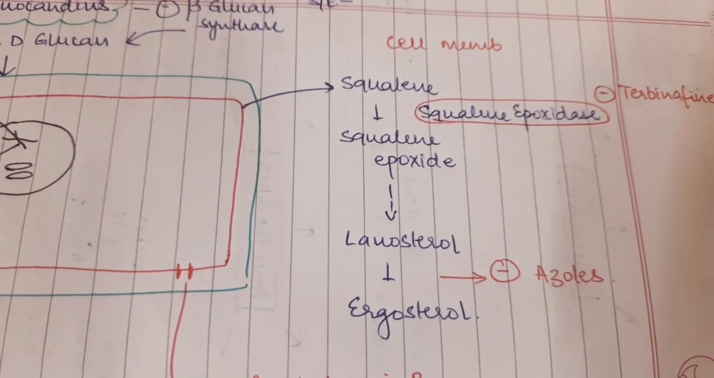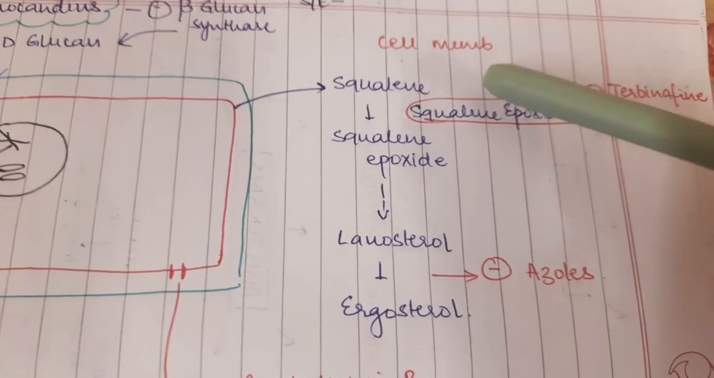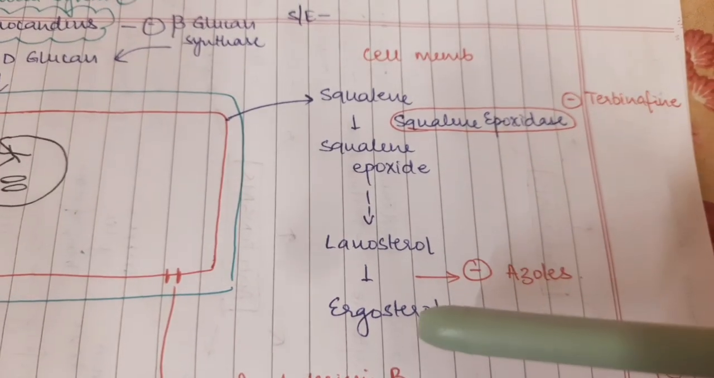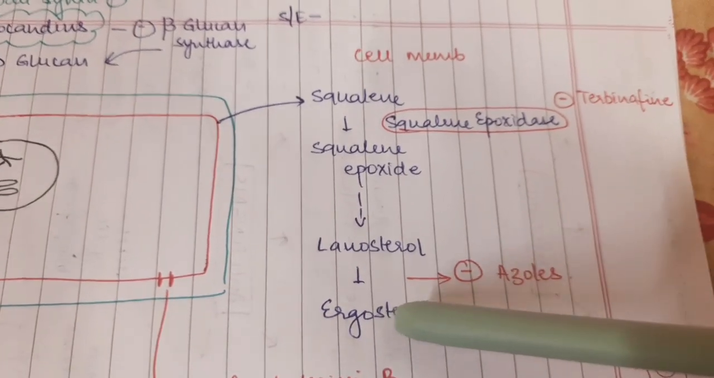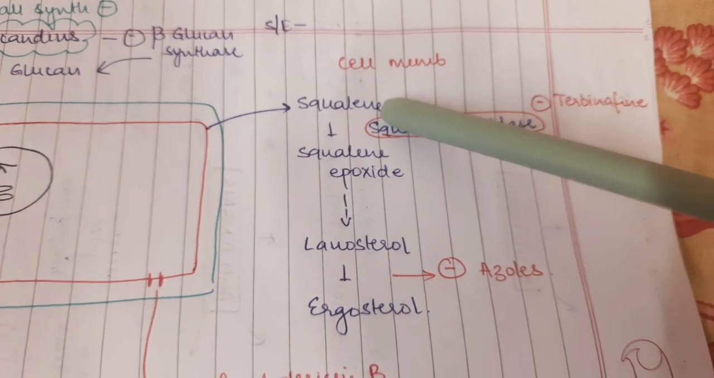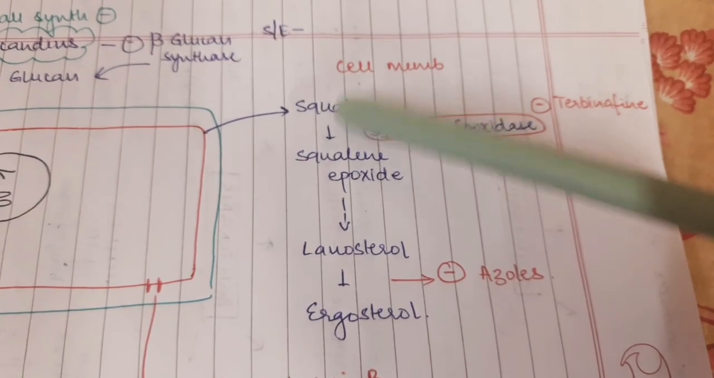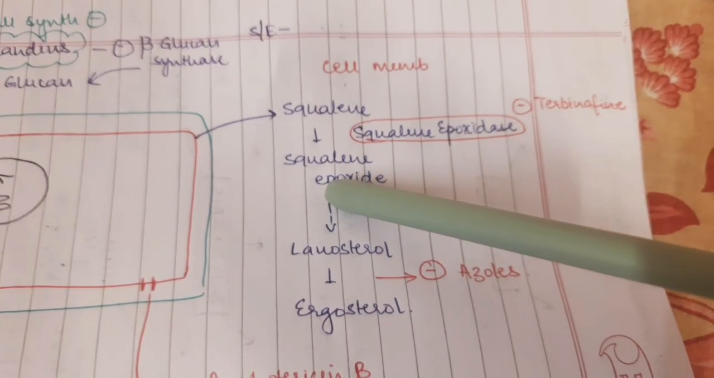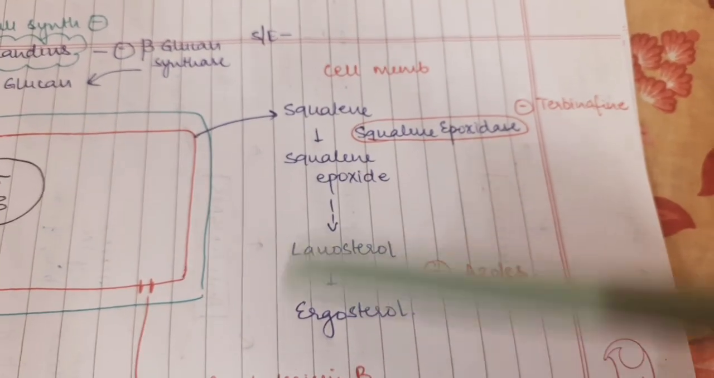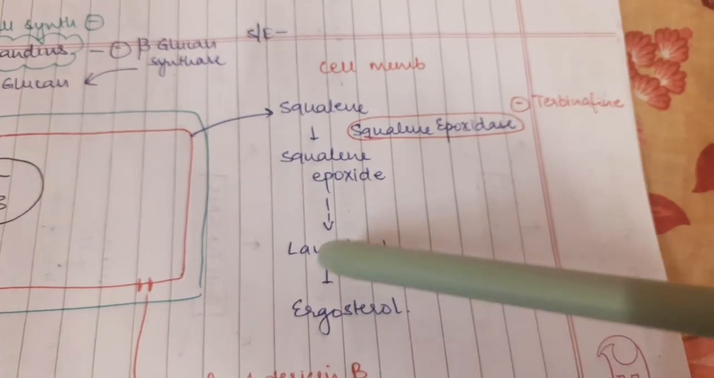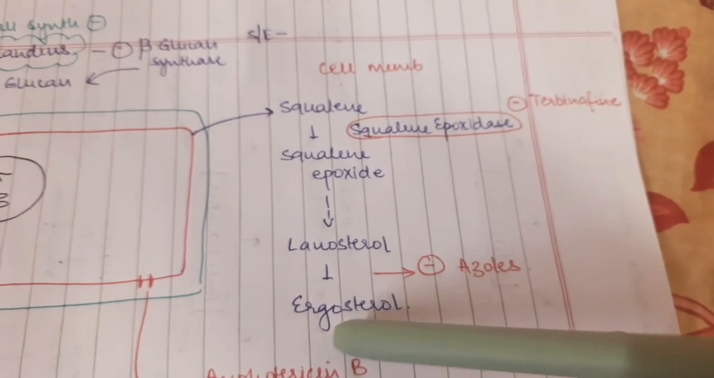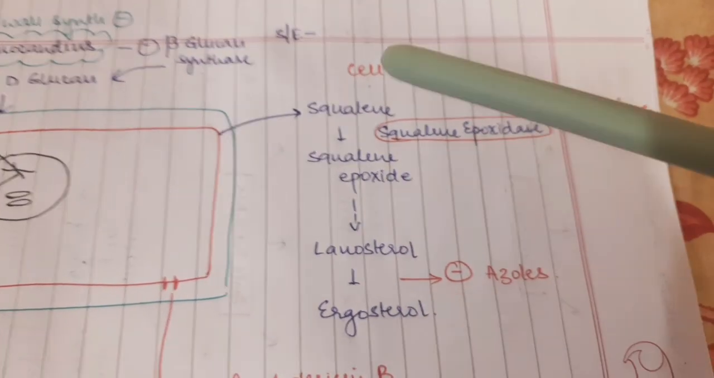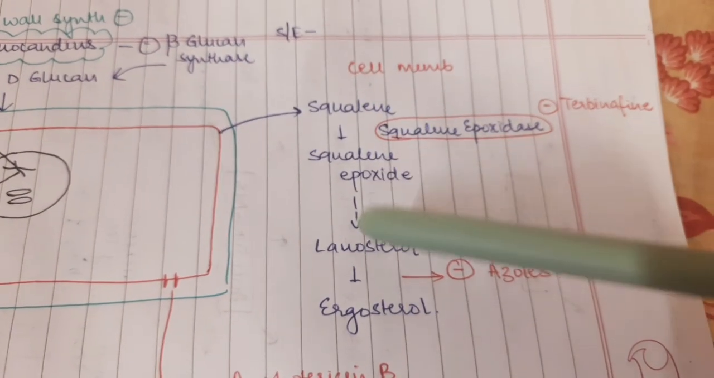The next group of drugs are cell membrane inhibitors. The fungal cell membrane has something called ergosterol, which is a very important component of the cell membrane. The starting point of formation of this ergosterol is squalene. In the normal formation of the cell membrane, squalene gets converted to squalene epoxide, which through multiple steps gets converted into lanosterol, and lanosterol finally gets converted into ergosterol.